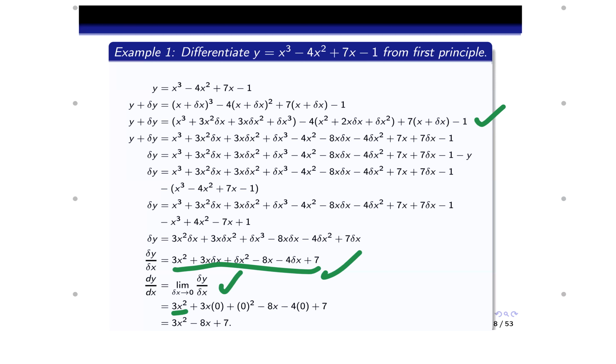So you have 3x squared there because there's no delta x. Then here you have 3x delta x. That's 3x times 0. Delta x squared, that's 0 squared, minus 8x minus 4. Delta x is 0, plus 7. And that way, everything that has 0 cancels out. So this goes to 0, this goes to 0, this goes to 0.